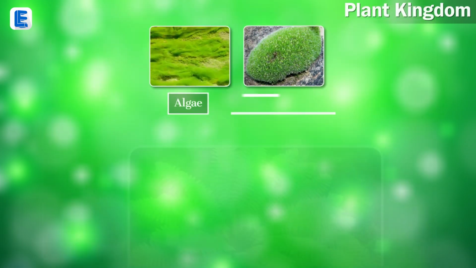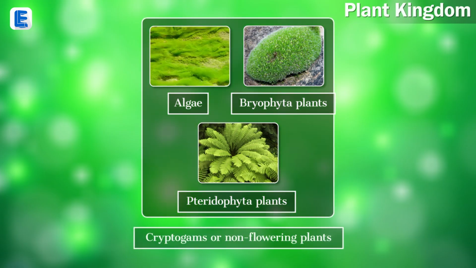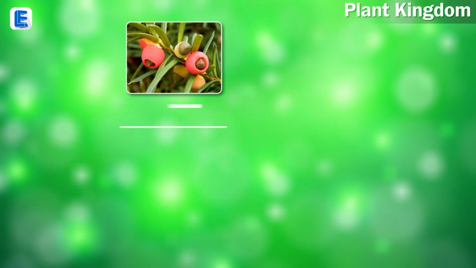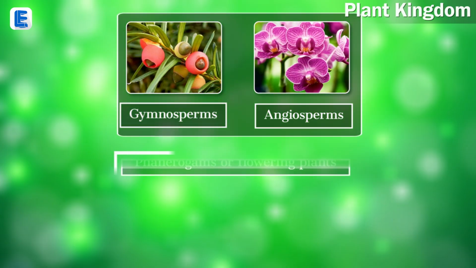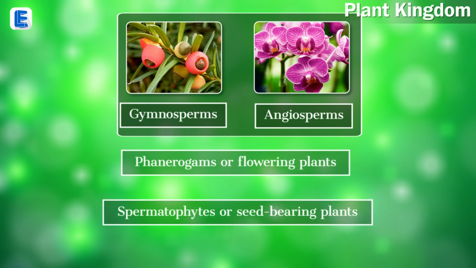Algae, bryophyta, and pteridophyta are classified as cryptogams, or non-flowering plants. Gymnosperms and angiosperms are classified as phanerogams, or flowering plants. These are also called spermatophytes, or seed-bearing plants.